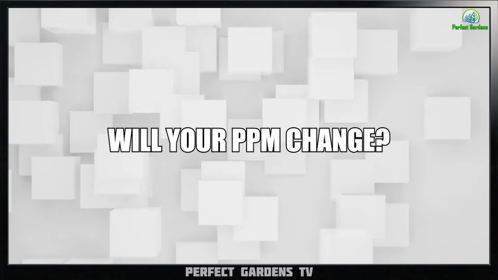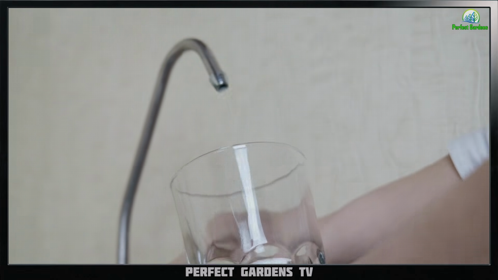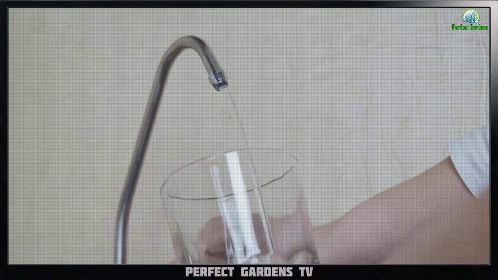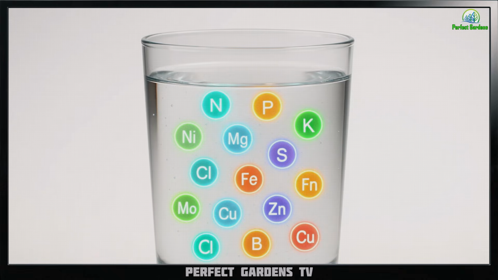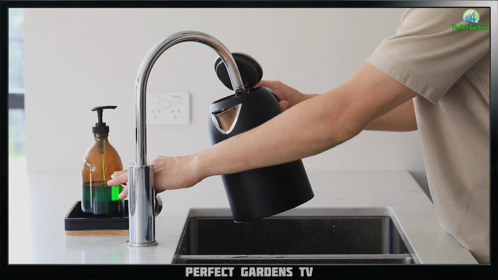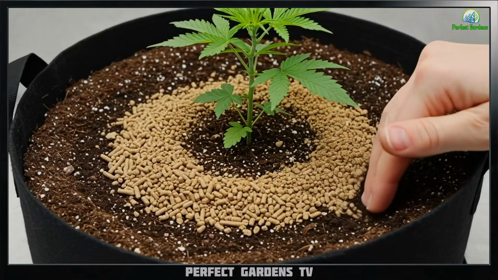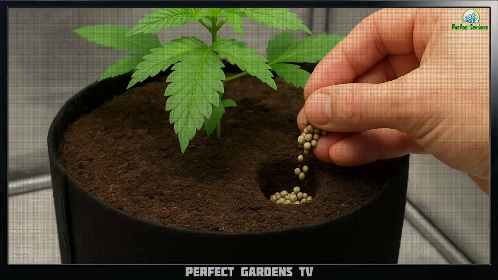That's going to take a little bit longer, but you're going to clean your water. Will your parts per million change? They're not going to change, but the chemistry in your water is going to change, and the available nutrients in your tap water will become readily available. And personally, at that point, I would just use your tap water and water your plants and throw in some dry amendments into your soil, and see how much more you need to add.